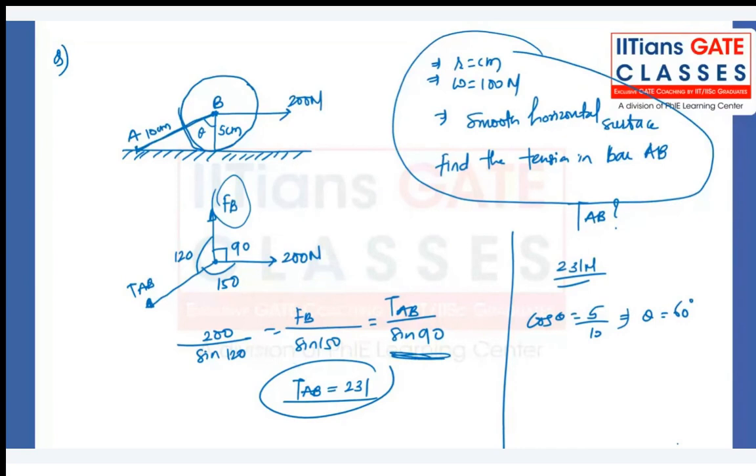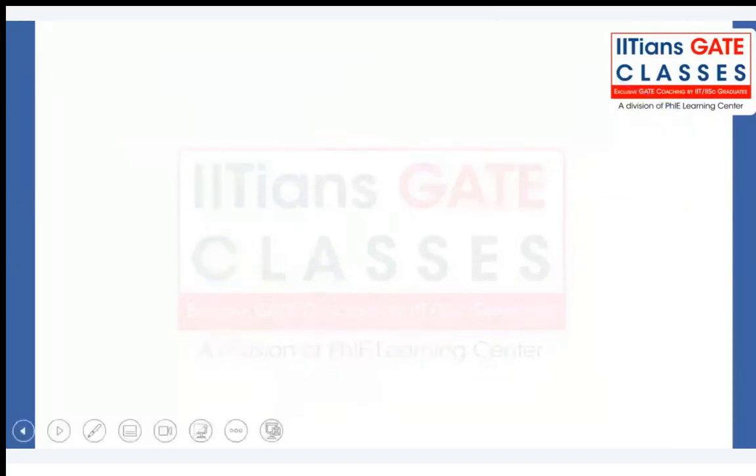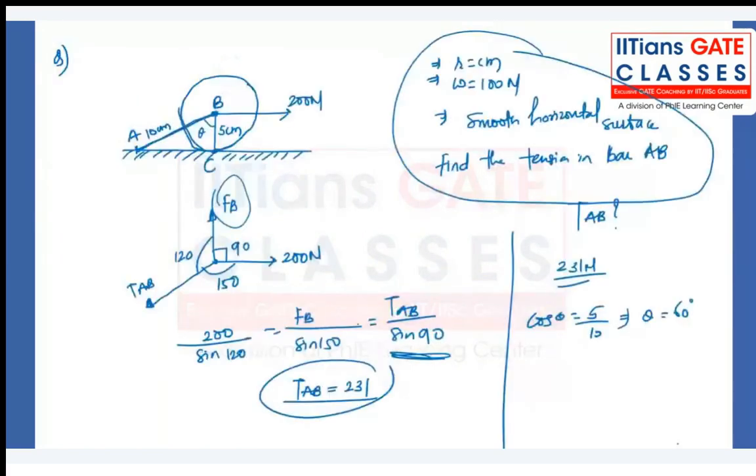Let me go to the next slide to explain what I'm trying to say here. FB is actually reaction minus weight. Weight is acting in the downward direction, reaction is acting in the upward direction, so that is why the sign convention is considered like this. FB you can calculate using this equation: FB is equal to sine of 150 into 200 divided by sine 120. So FB you should get as 115.5. Okay, 115.5 is your FB.